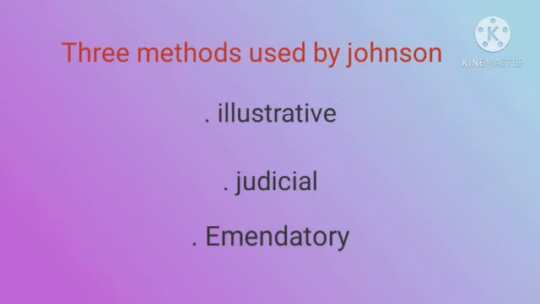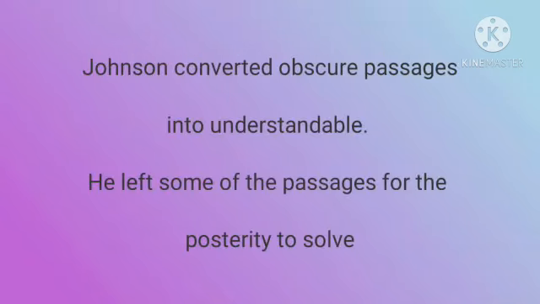Illustrative means he used examples to explain difficulties in Shakespeare's plays. And judicial means he pointed out the faults and praises of Shakespeare to judge him. And emendatory means used to correct the corruptions in the text. These are the three methods used by Johnson to analyze Shakespeare.